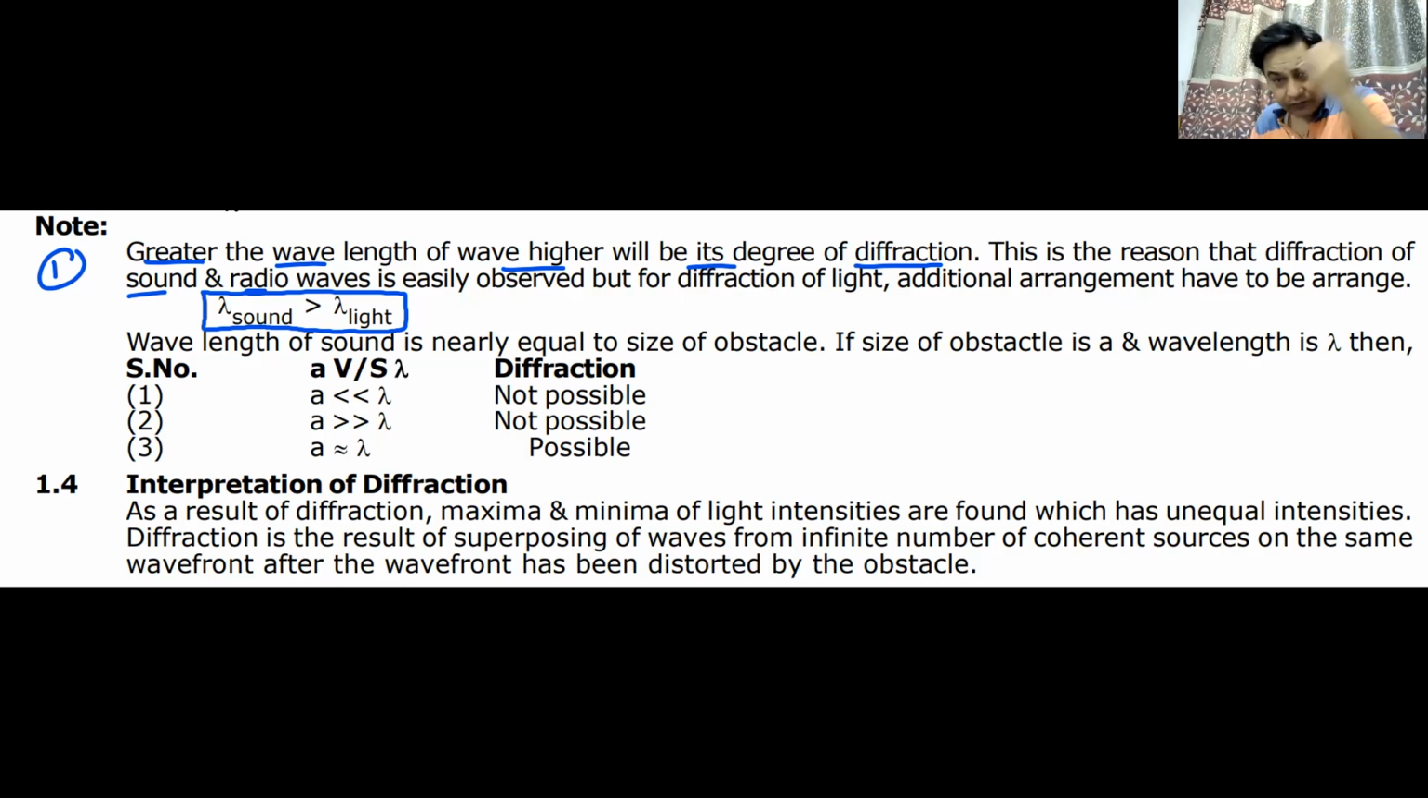Remember, light wavelength is very small, and therefore to observe diffraction for light waves, we have to create very small openings. Remember, if the size of the obstacle is very small compared to wavelength, diffraction is not possible. If it is very large, also diffraction is not possible. The only condition where diffraction is possible is when the size of the obstacle is nearly equal to the wavelength of the wave that we are talking about.